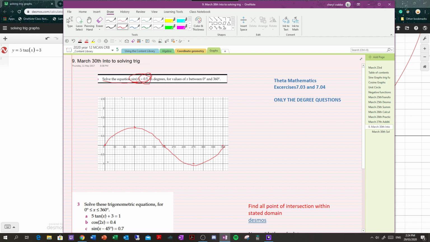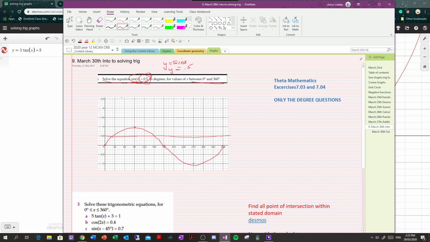Now, to solve it, what we're looking for is when sine x is equal to 0.5. So all we do is we graph y is equal to sine x, and then we graph y is equal to 0.5. And y is equal to 0.5 is just a straight line.